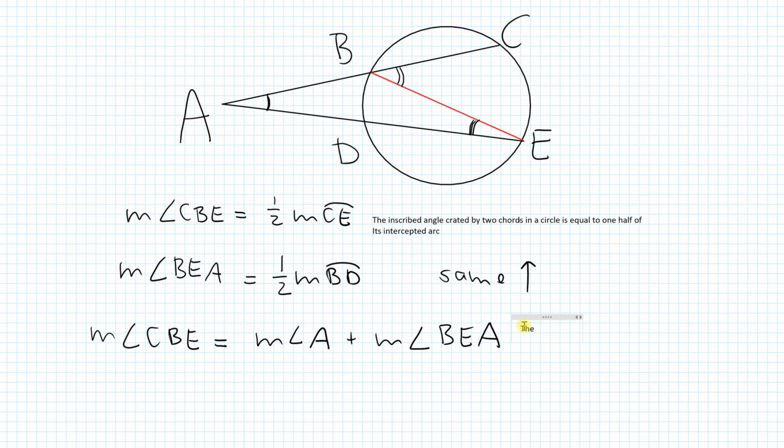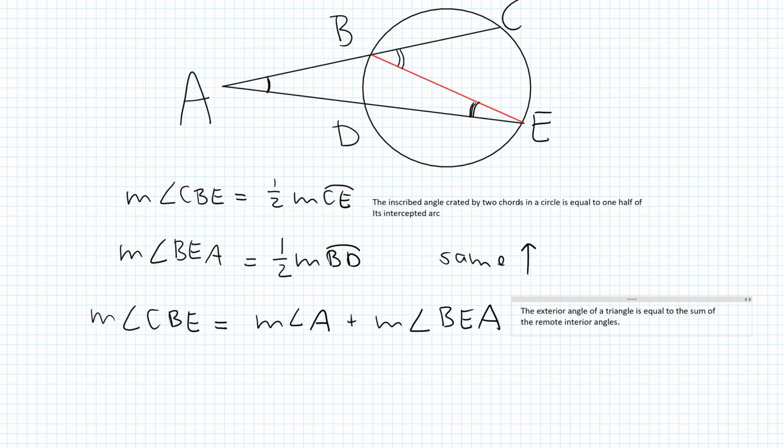Here we can say the exterior angle of a triangle is equal to the sum of the remote interior angles. And that's basically the reason why we can write this, okay? Okay, what else can we do here? Well, we know that measure of angle CBE here, this one, let me highlight it, is equal to 1/2 of arc CE.